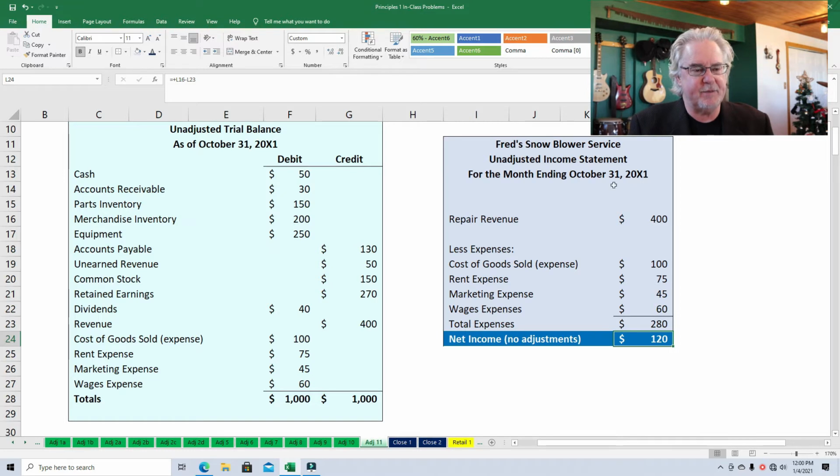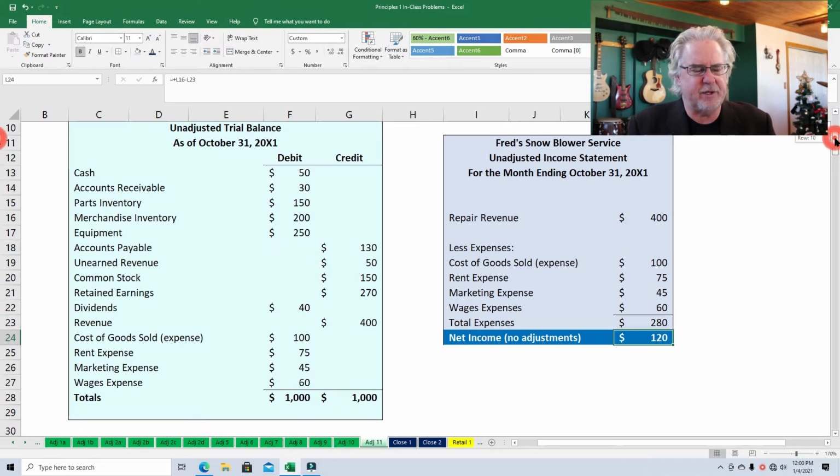So this income statement, though, does not include any adjustments, so it's not really very accurate. And in this case, you'll see that Fred's business is doing quite different than what is shown here in the unadjusted income statement. And by the way, I don't know of anyone who would do an unadjusted income statement. It really doesn't make any sense to do that, except to make a comparison.